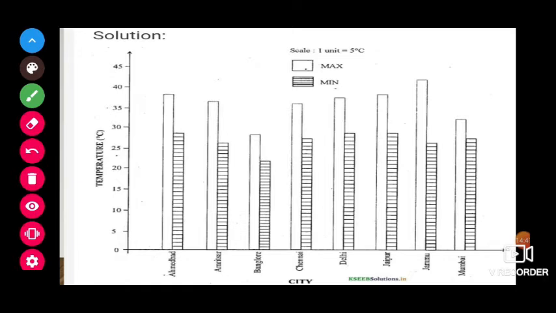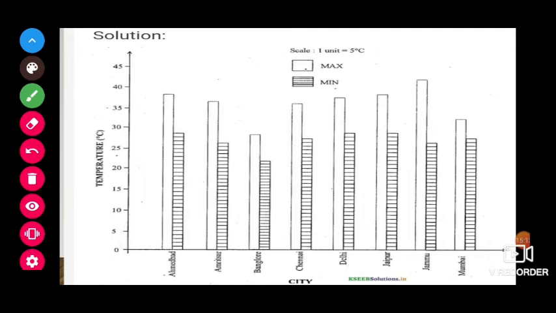Okay. Here, children, this is also a vertical bar graph. The horizontal axis is showing the cities and the vertical axis is showing the degrees, means what is the temperature in Celsius degrees, and each and every unit is equal to 5 degrees Celsius. 5 degrees, 10 degrees, 15 degrees, 20 degrees, 25, like that.